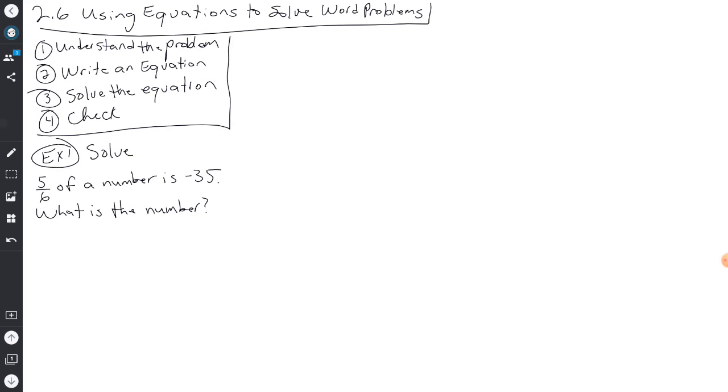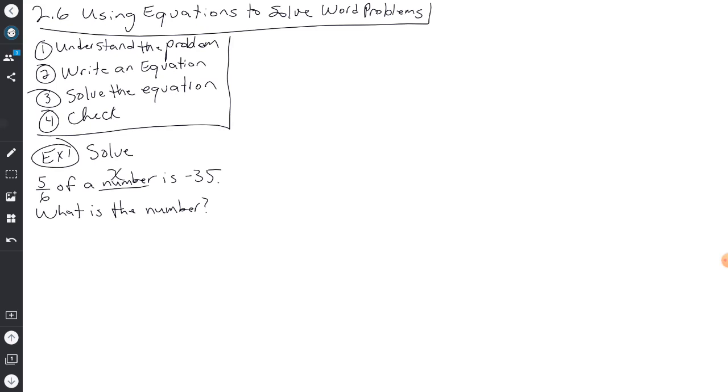So in this problem here, we have 5/6 of a number is negative 35. And we're asked, what is that number? So we need to understand this problem first and then write the equation. So 5/6 of a number is negative 35. What is the number? The variable x.